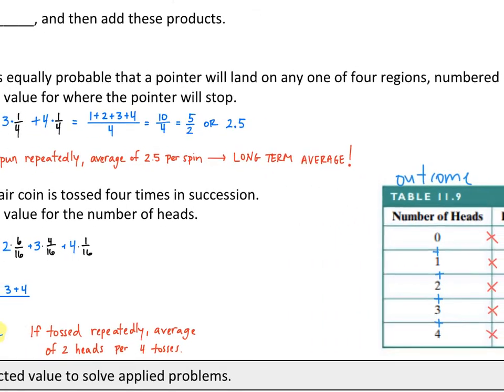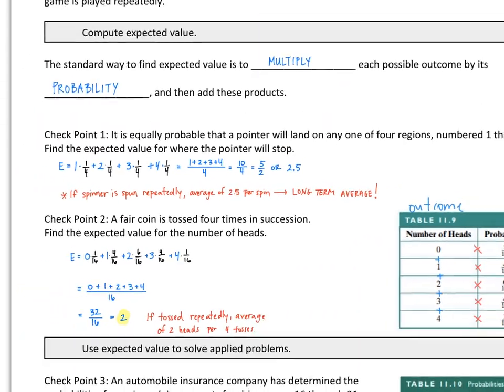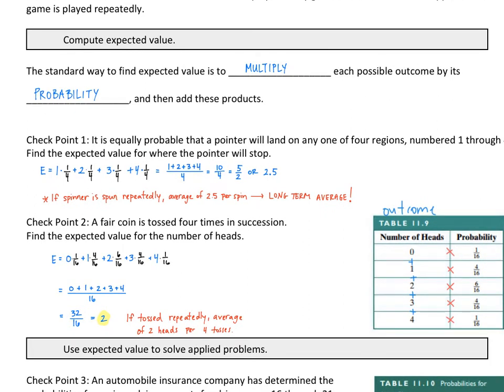If we take a look over here, we've got that for us. The probability of getting an outcome of 0 heads is 1/16, plus the outcome of getting 1 head is 4/16, plus 2 heads at 6/16, plus 3 heads at 4/16, plus 4 heads at 1/16. And when we multiply and add those all together, we end up with 32 over 16, or simply 2. So if tossed repeatedly, the average of 2 heads per 4 tosses is what we would get. That's the long-term outcome.